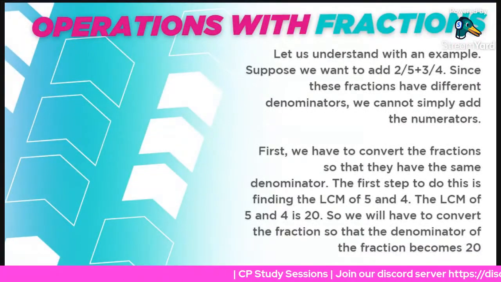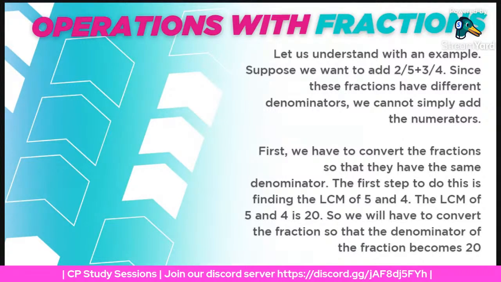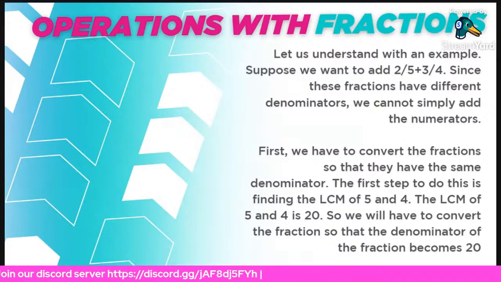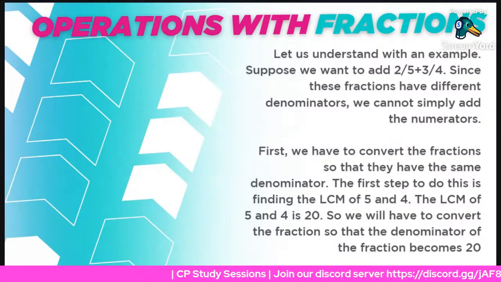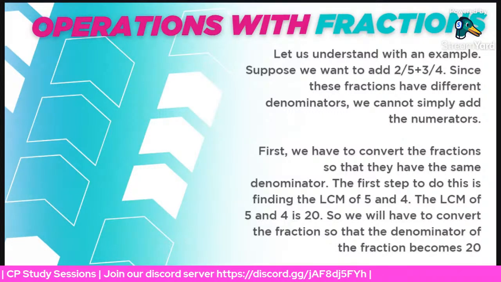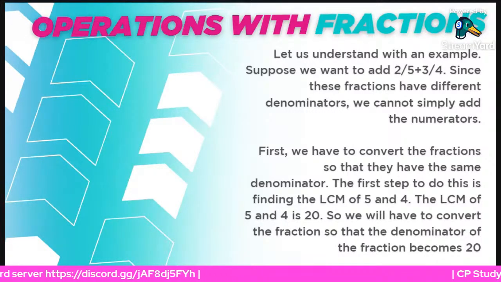So, for example, let us understand this example. Suppose we want to add 2 over 5 plus 3 over 4. Since these fractions have different denominators, we can't simply add the numerators. First, we have to convert the fractions so that they have the same denominator. The first step to do this is finding the LCM of 5 and 4. So the LCM of 5 and 4 is 20. We'll have to convert the fraction so that the denominator of the fraction becomes 20.